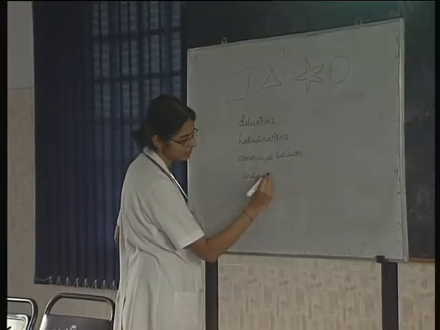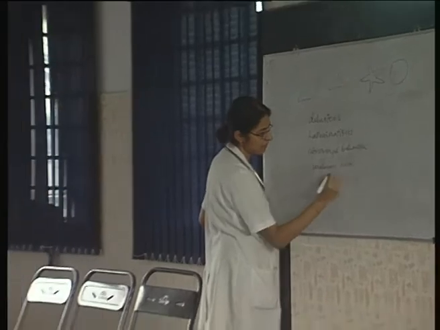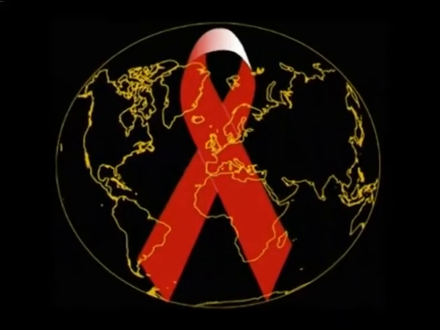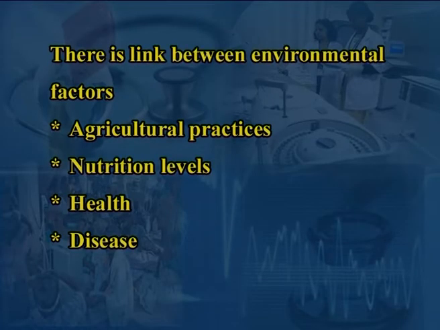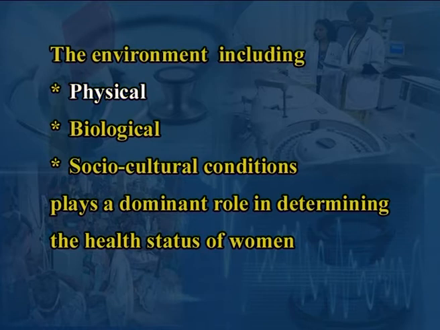It is interesting to note that disease ecology studies have shifted from the traditional communicable diseases to more modern diseases such as SARS, bird flu and HIV/AIDS. There is a link between environmental factors, agricultural practices, nutrition level, health and disease. The environment, including physical, biological and socio-cultural conditions, plays a dominant role in determining the health status of women.